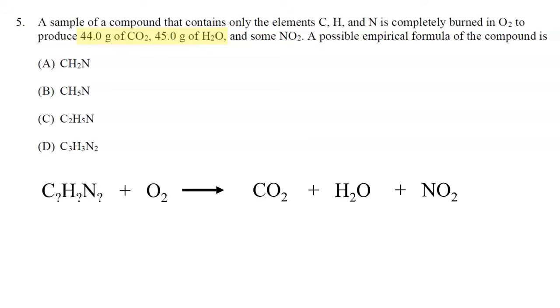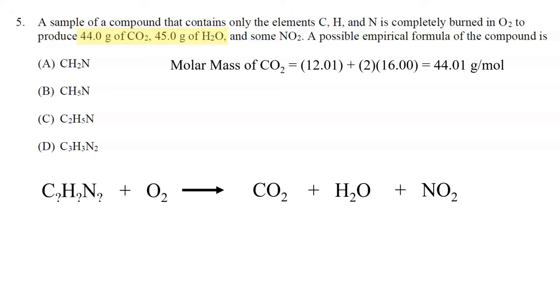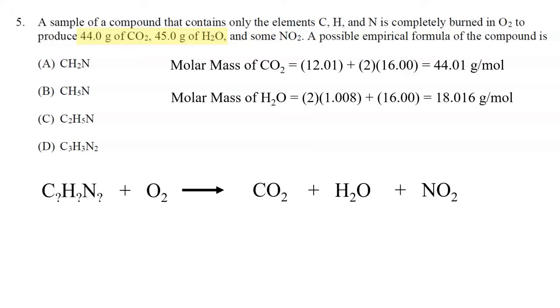We know that on the periodic table we can find the molar mass of an element, of a compound, in this case CO2. The molar mass of CO2 as determined from the periodic table is approximately 44 grams per mole. And the molar mass of H2O, again from the periodic table, we would figure out that's approximately 18 grams per mole. Now, if I have 44 grams of CO2, I have 1 mole of CO2.